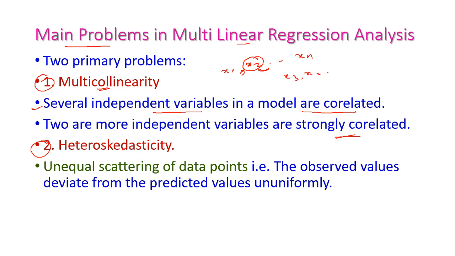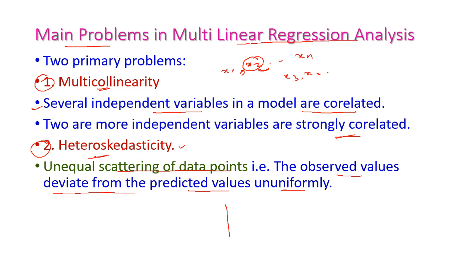Isn't it? So in this case, there is a very big problem in this regression analysis. And the second one is heteroskedasticity. That means unequal scattering of data points. Unequal scattering of data points is called heteroskedasticity. That means the observed values deviate from the predicted values non-uniformly.